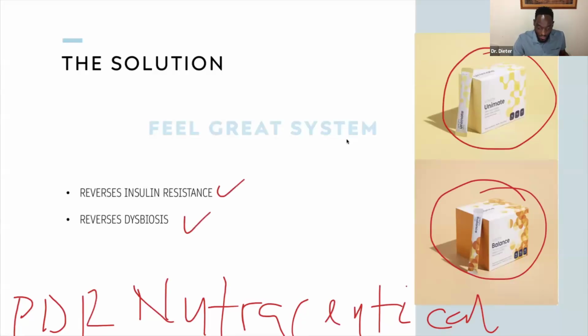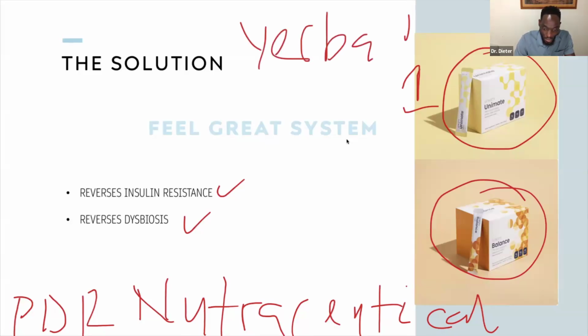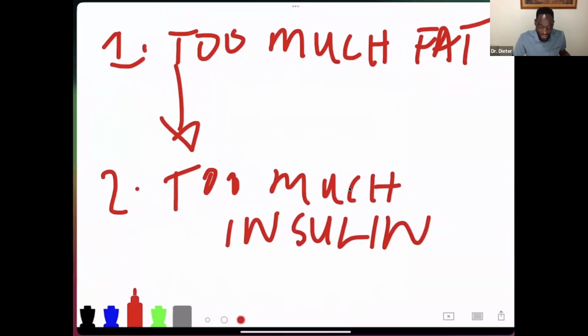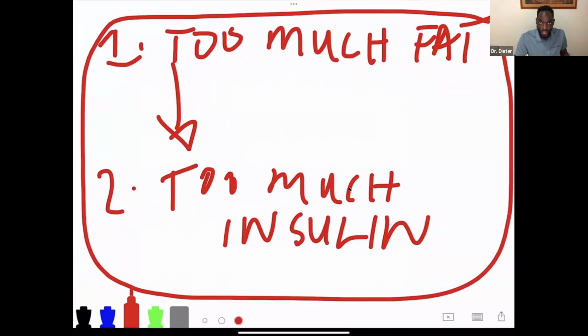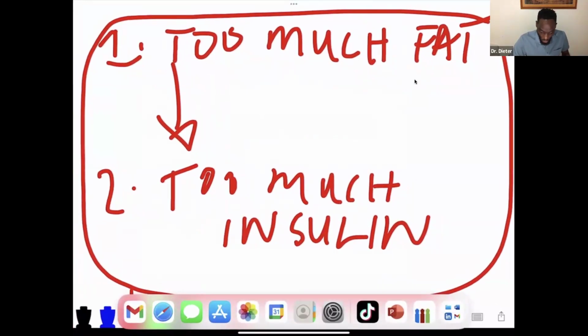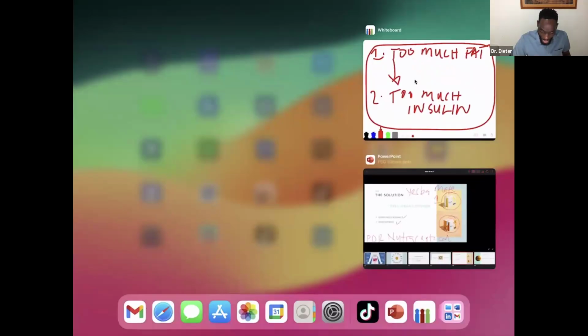Let's talk about the Unimate first. It is made from a plant that is native to South America, Colombia, Brazil, Argentina. The name of the plant is the yerba mate plant. This plant is rich in a very special phytonutrient called chlorogenic acid. Remember the process I talked about, how you develop insulin resistance. Chlorogenic acid causes lipolysis, which is fat burning.